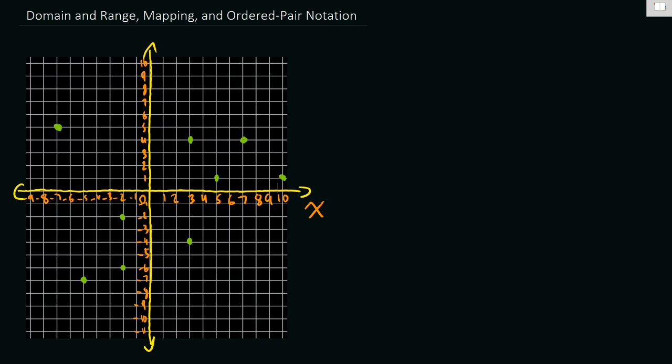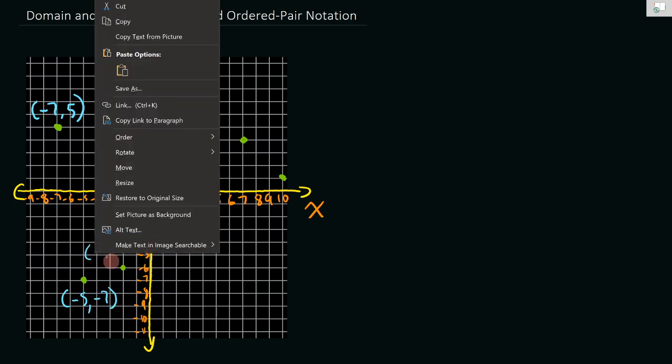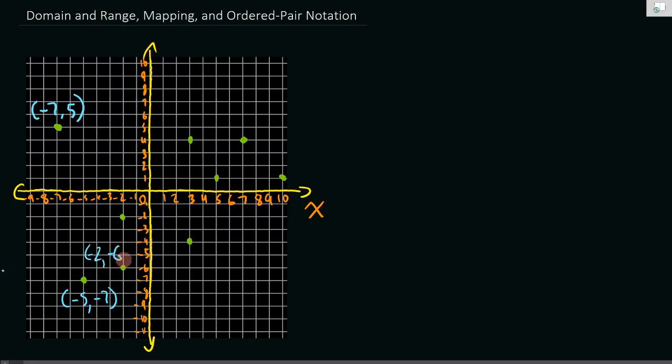So let's just label all of our points. I guess I'll go from left to right. This point here is -7 and 5. This point here is -5 and -7. This point here is -2, -6. And this point here is -2, -2. This point here is 3, -4. This point here is 3, +4. This point here is 5, 1. And this is 7, 4. And finally, this is 10, 1.